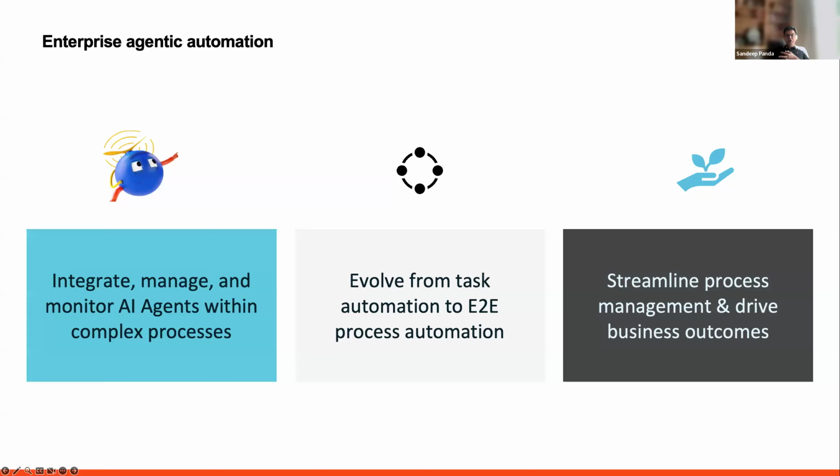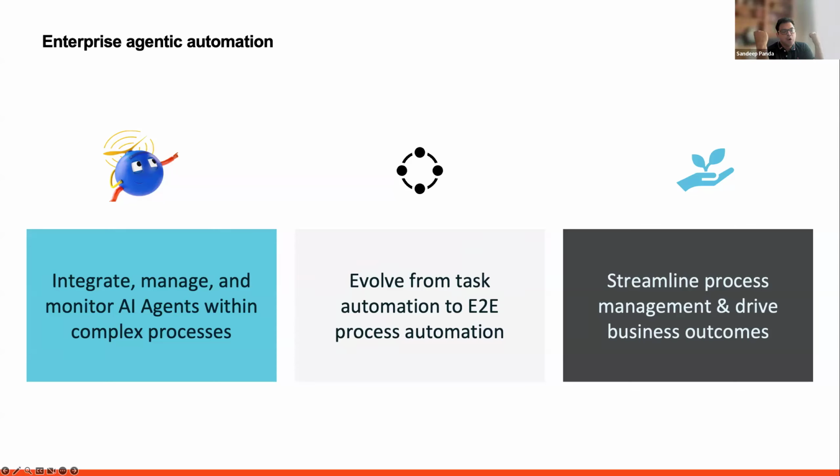And the third is streamlining the process management and driving business outcomes. One of the unintended consequences of evolving from task to process automation is that you're in autopilot mode for quite a few of these processes. They are running in the background. The agents are able to do a lot of the heavy lifting, but that also means that as a process owner, you now have a black box where you are getting inputs and outputs.